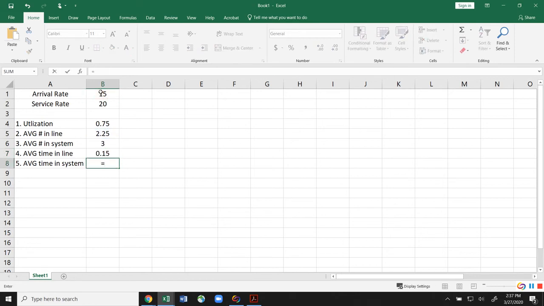And then the same thing for WS, which is the average time in the system. It's going to equal this 3, which is WS divided by lambda. Now, before we go on any further here, these two are garbage numbers right now: 0.15 hours and 0.2 hours. Let's just assume this was per hour.